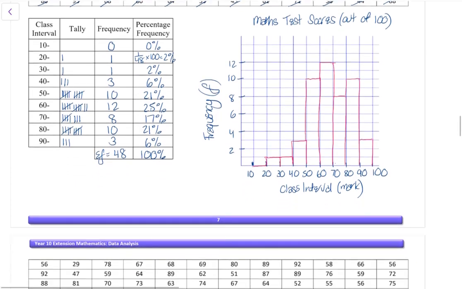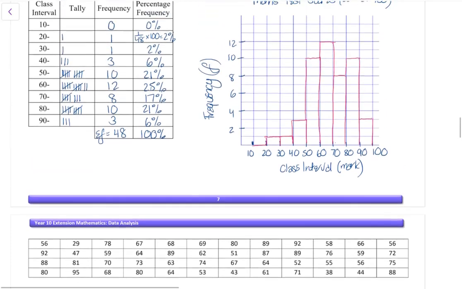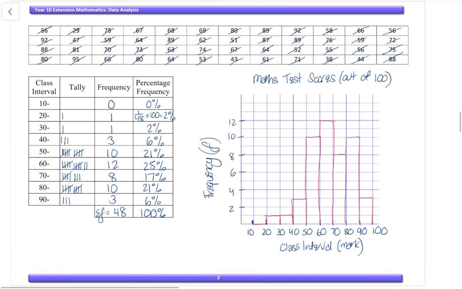Okay, so let's answer the questions that we were asked. So we've constructed a frequency histogram. It said state the percentage of students who scored 80 or more for the test. So 80 or more would be these two here. So that would be 27%. So part C, 27% scored 80 or more.